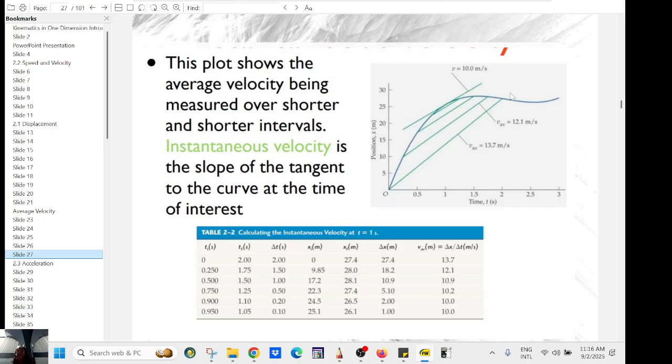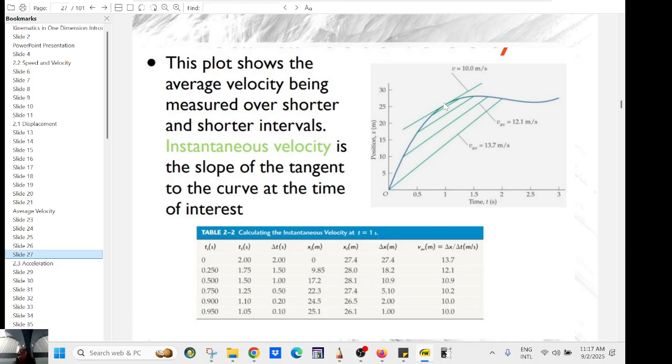And then you're going to bring those times closer and closer and closer to each other, right? So now the average velocity is going to be 12.1. The average velocity is going to be closer and closer to 10. Okay, so 10, when those two times are very close to each other, this is called the instantaneous velocity.